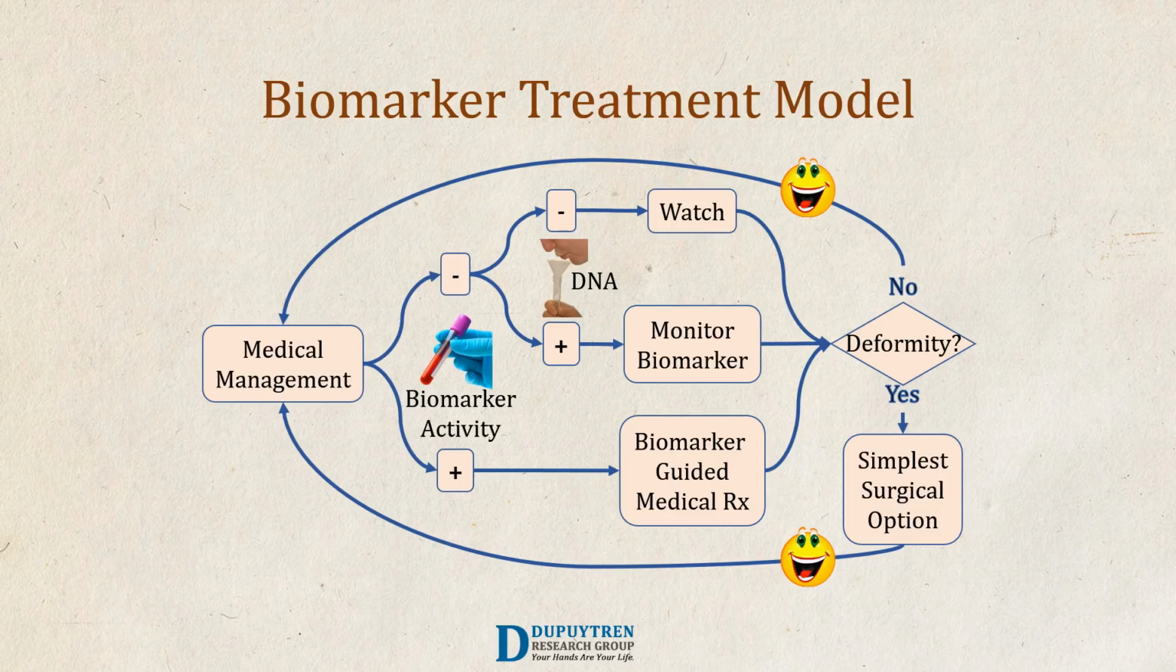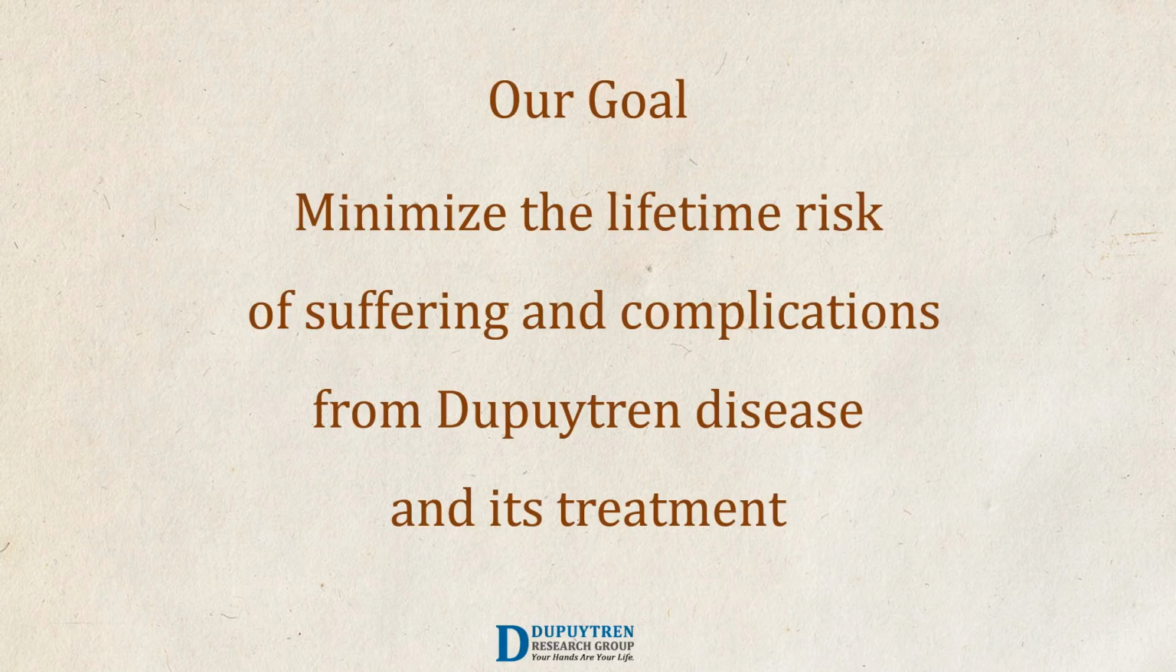And this is the type of model that exists in hand surgery for a variety of rheumatologic conditions, that they are managed by the rheumatologist, and the surgeon only steps in like a SWAT mission to take care of anatomic problems that have developed and need to be corrected. And this is the model in rheumatoid arthritis, in Raynaud's disease, in gout, and a variety of other rheumatologic chronic diseases. Our goal is to minimize the lifetime risk of suffering and complications from Dupuytren disease and its treatment.